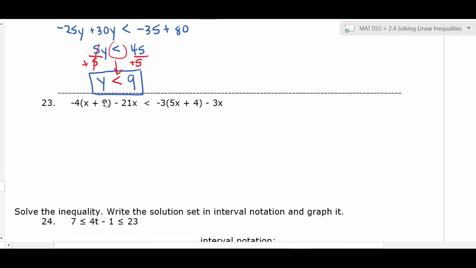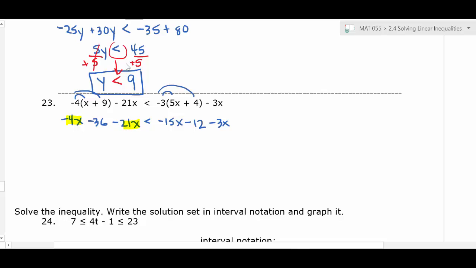Okay, the next one is we're going to start with the distributive property. So we're going to have negative 4 times x is negative 4x. Negative 4 times 9 is negative 36. And then bring down the minus 21x. Same thing here. Negative 3 times 5 is negative 15x. Negative 3 times 4 is negative 12. And then minus 3x.